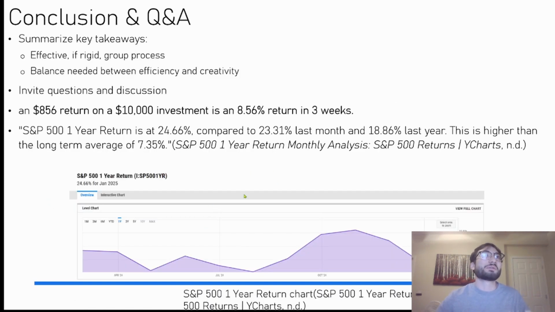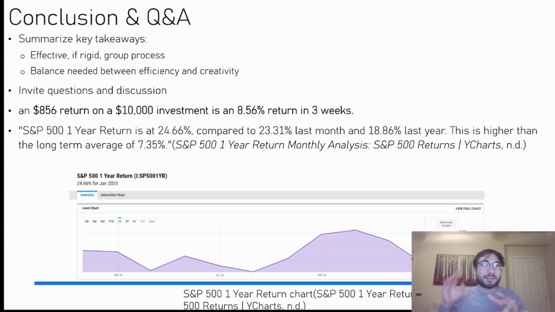So let's go to the conclusion. In conclusion, we had an effective, if rigid, group process, and we needed balance between efficiency and creativity. Here are the ultimate results. We got an $856 return on a 10K investment, which is an 8.56% return in 3 weeks.